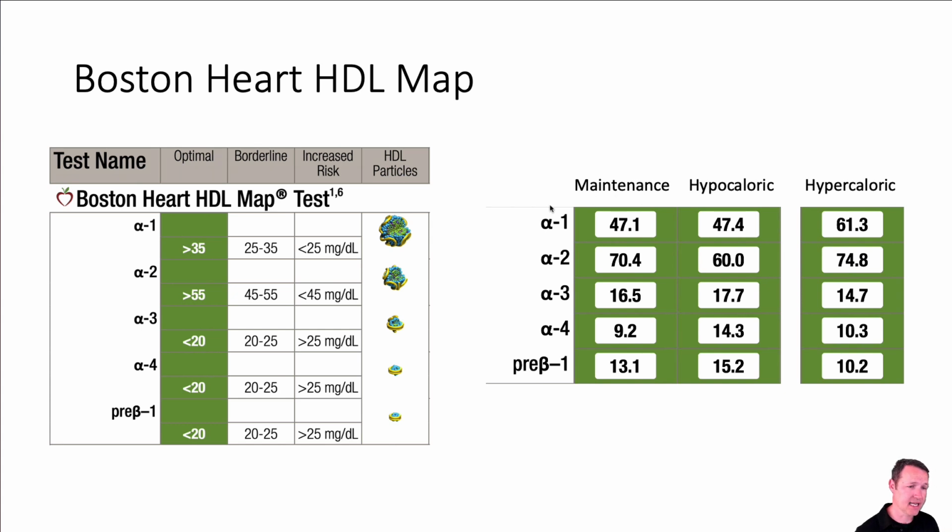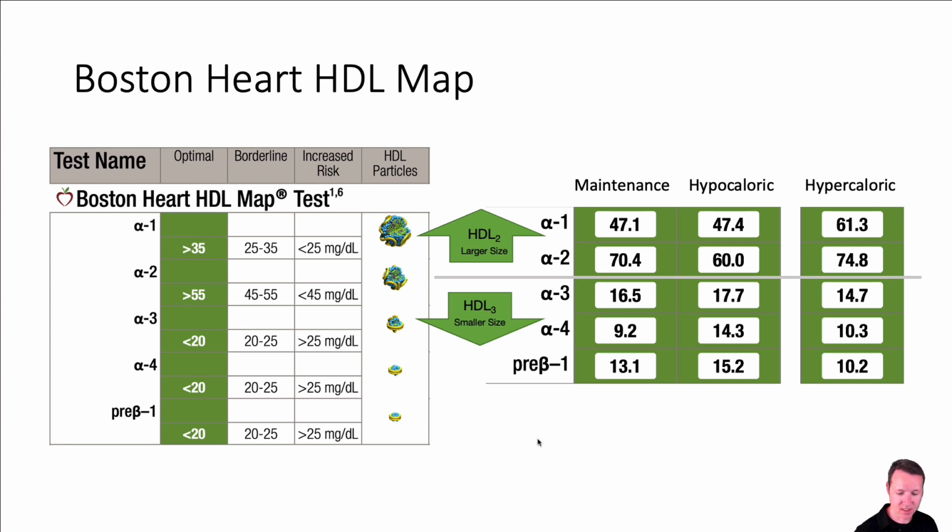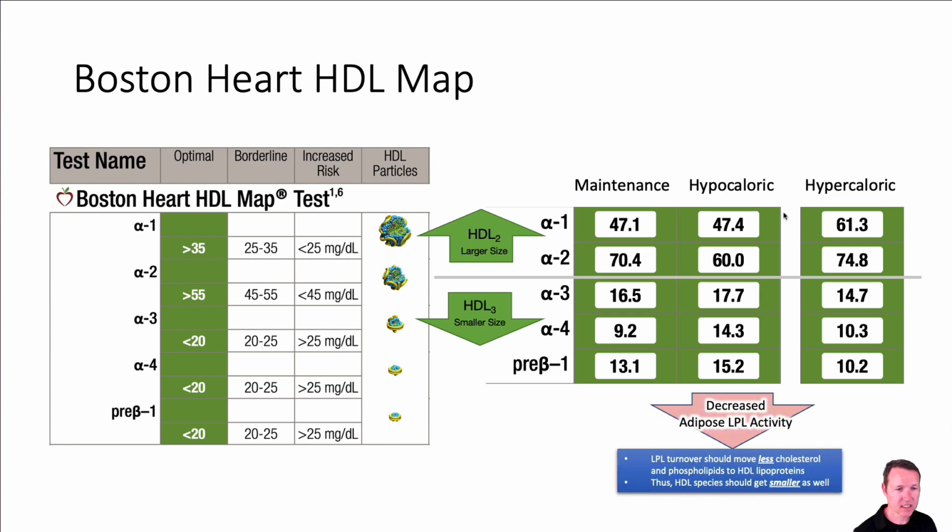We see the alpha 1, alpha 2, these are the bigger, alpha 3, alpha 4, and pre-beta. And I'm going to superimpose real quick this HDL2 species group and the HDL3 species group. And now look at what happened with the experiment. In the hypocaloric phase, we see that there is a decreased, or at least we assume there's a decreased, adipose LPL activity. The hypothesis is LPL turnover should move less cholesterol and phospholipids to HDL lipoproteins. Thus, HDL species should get smaller as well. Is that what we see?